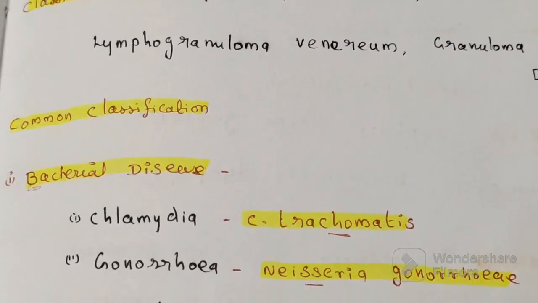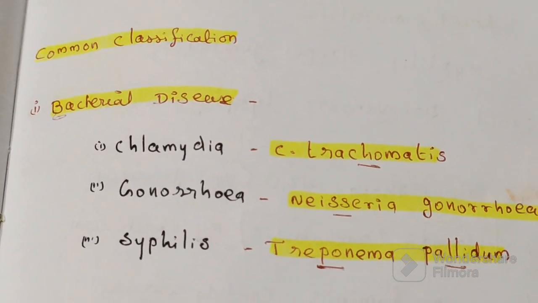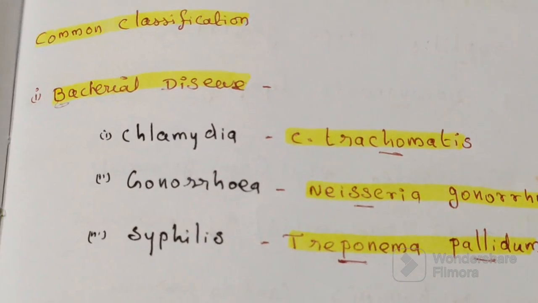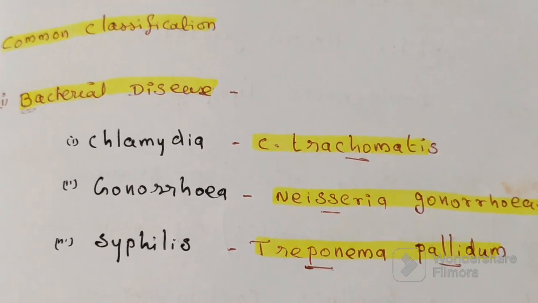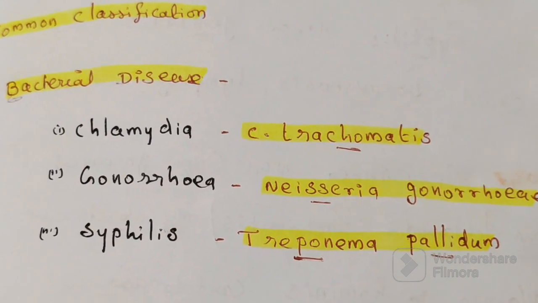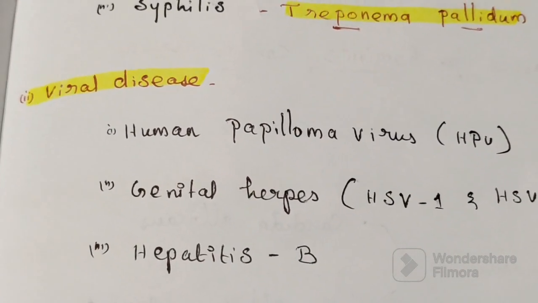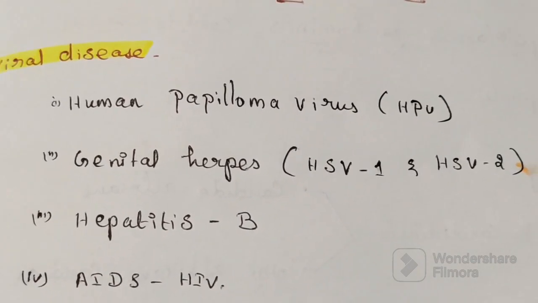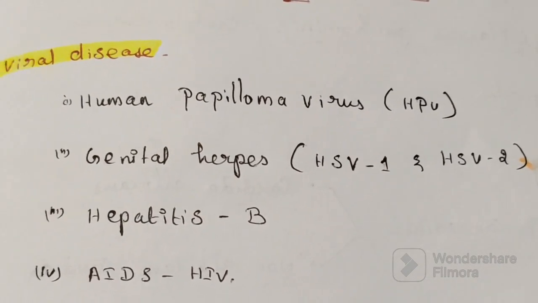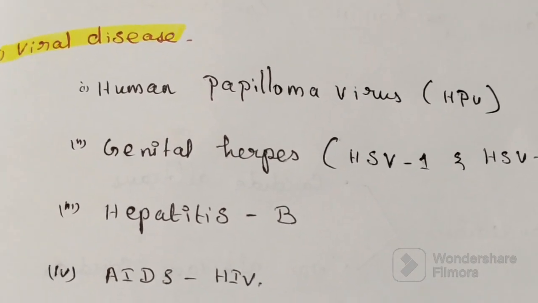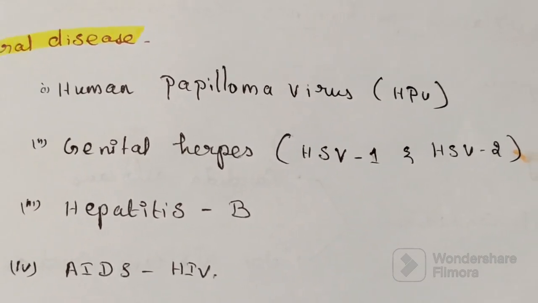Then the common classification of STD is based on microbial transmission: bacterial disease, viral disease, fungal and protozoan disease. First, bacterial sexually transmitted diseases: chlamydia, gonorrhea and syphilis. Second, viral sexually transmitted diseases. For example, human papilloma virus, genital herpes, herpes simplex virus 1 and 2, hepatitis B virus and AIDS, HIV.